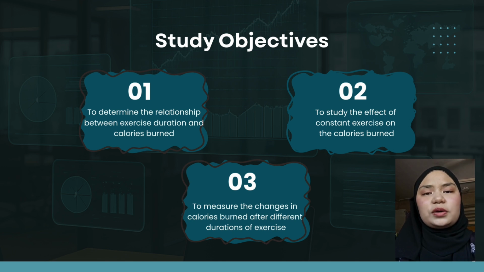We have three study objectives. 1. To determine the relationship between exercise duration and calories burned. 2. To study the effect of exercise duration on the calories burned. 3. To measure the change in calories burned after different durations of exercise.